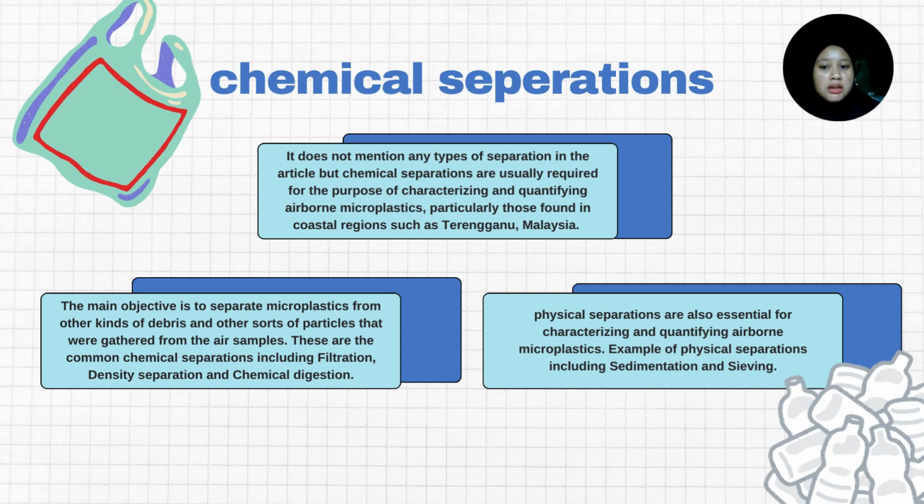These are the common chemical separations: filtration, density separation, and of course chemical digestion. And there are other types of separation, which are the physical separations. They are also essential for characterizing and quantifying airborne microplastics. Examples of physical separations are sedimentation and sieving.